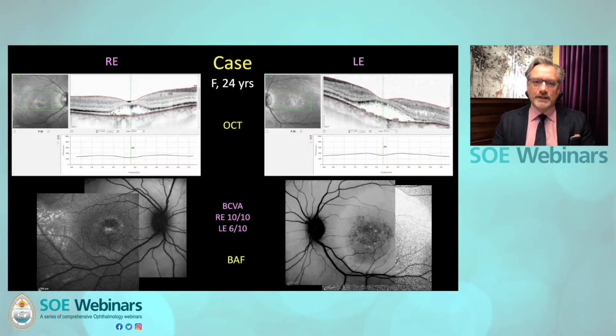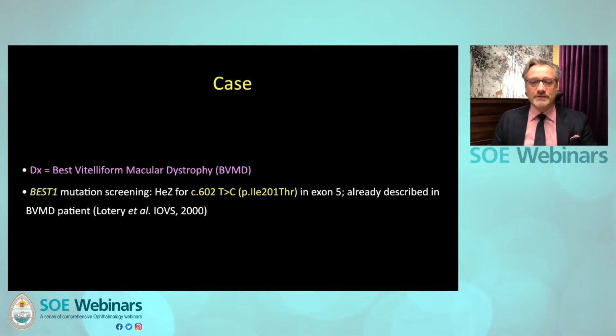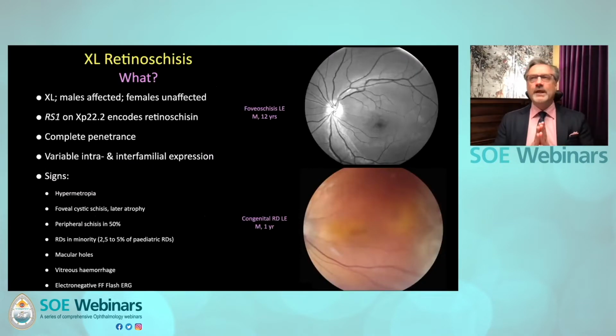What you can see here is abnormalities in the central retina in a case. Typical egg yolk-like lesion, and the EOG is flat. The light peak to dark trough ratio is abnormal. All the rest is normal. So this is Best vitelliform macular dystrophy, and we've proven that through molecular screening. So let's look at the next condition affecting the central part of the retina.